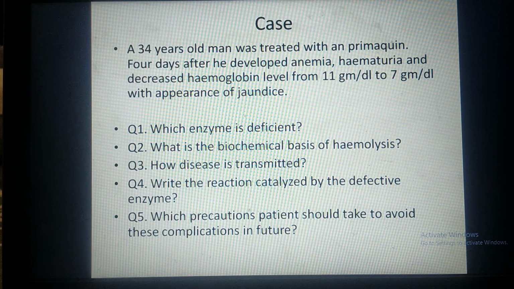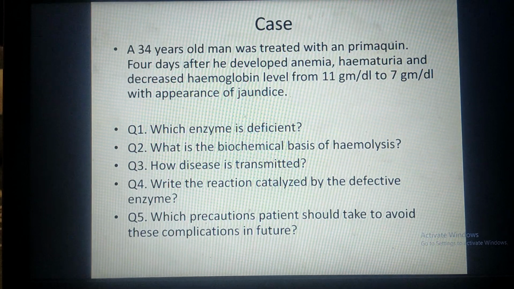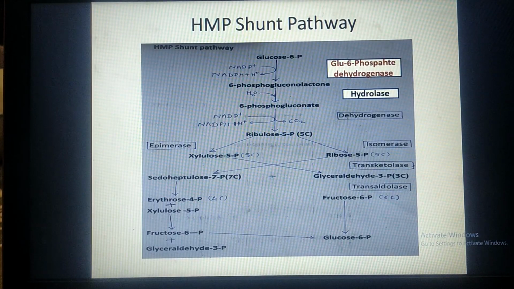The next question is how the disease is transmitted. I have already told you it is a sex-linked recessive disease. Write the reaction catalyzed by the defective enzyme. Here you have to write the first reaction: conversion of glucose 6-phosphate to 6-phosphogluconolactone by the enzyme glucose 6-phosphate dehydrogenase, and the coenzyme is NADP, which is reduced to NADPH.